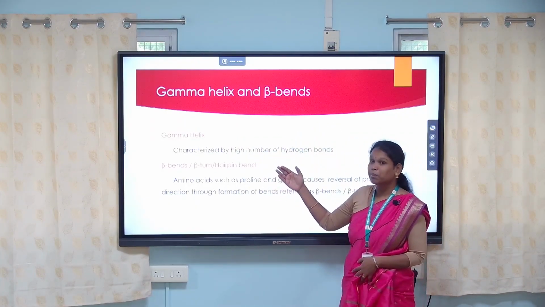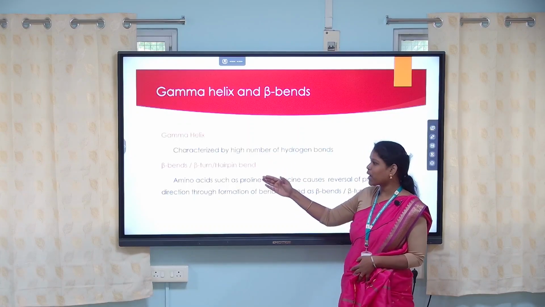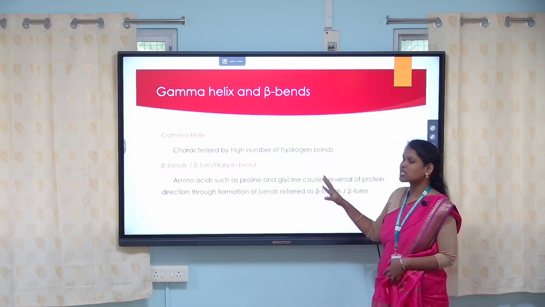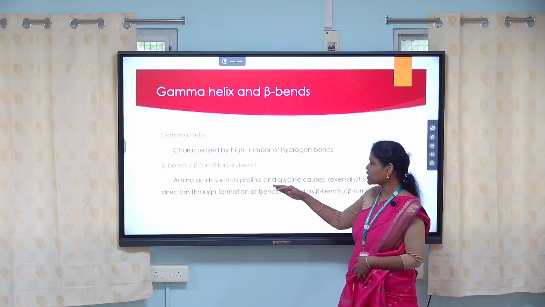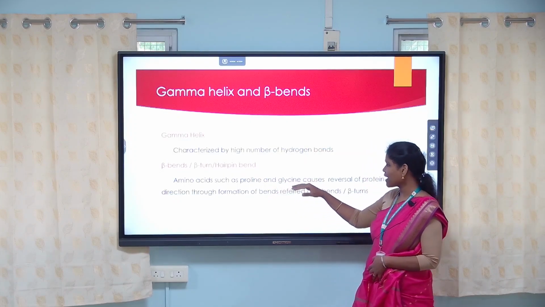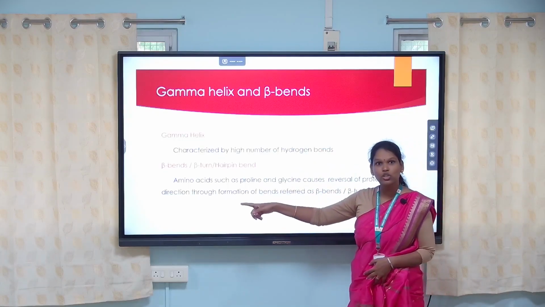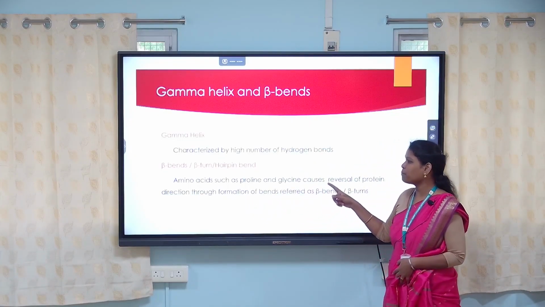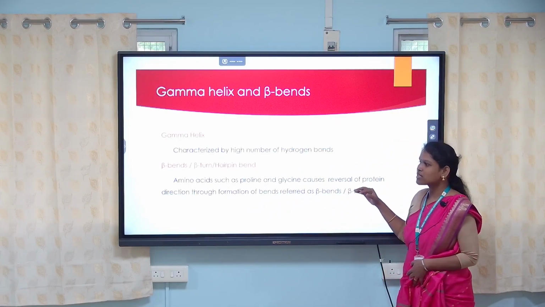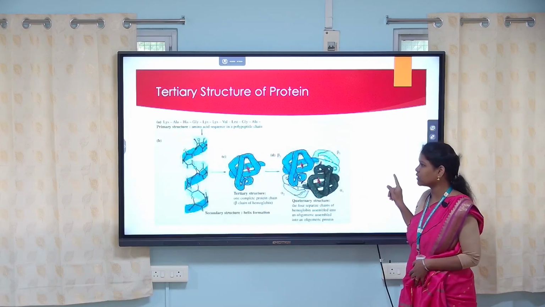And beta bend, beta turn or hairpin bend are also discussed, with some amino acids present. Here I am just highlighting proline and glycine, which cause the reversal of the protein chain directed through the formation of a beta bend. So that is why we call it a beta bend or beta turn.